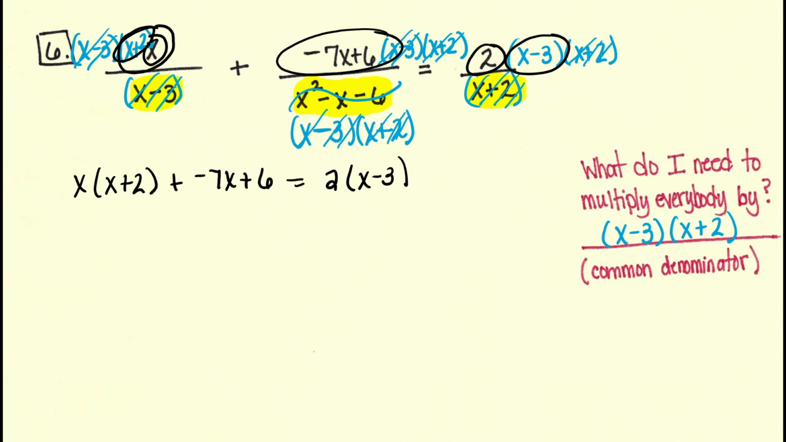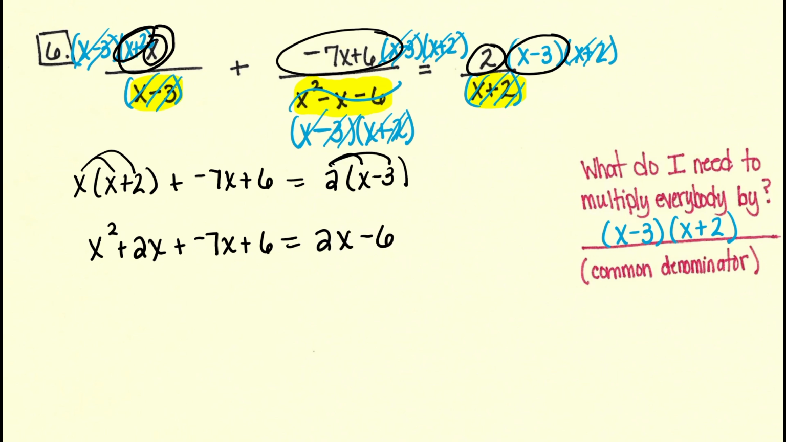Solve this equation by distributing your x through to get x squared plus 2x, and then bring this down, and then distribute your 2, and you get 2x minus 6. Collect your like terms, so x squared minus 5x plus 6 is equal to 2x minus 6. When you're solving an equation that has a squared term or a quadratic, you have to set it equal to 0 and then try to factor.